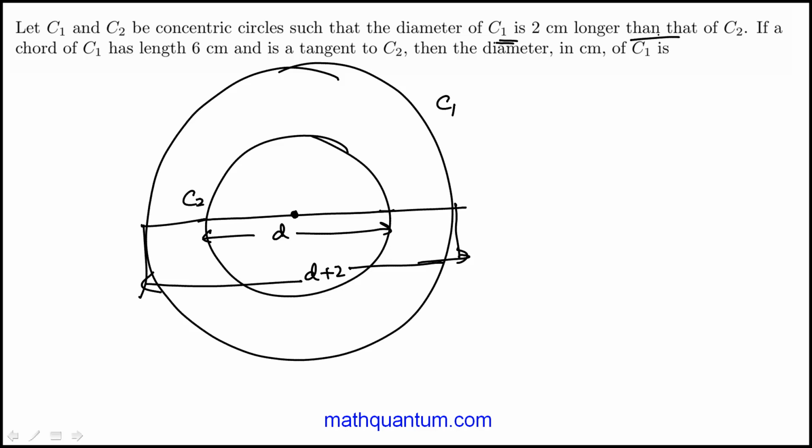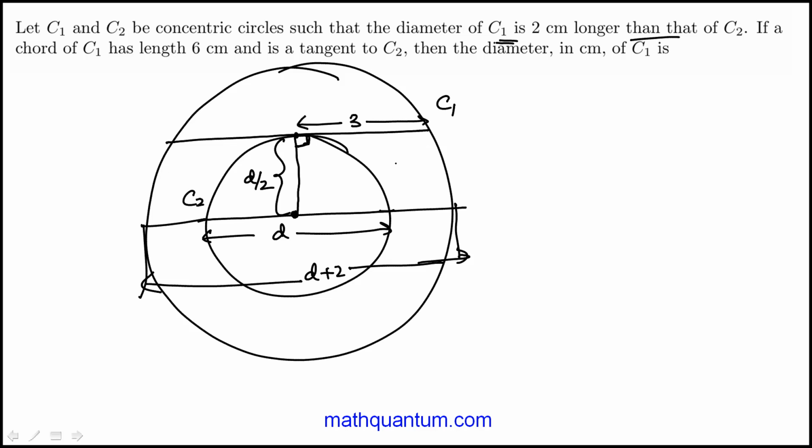That's the translation of that first sentence here. Now, this chord here, if you were to draw a chord of C1, it's tangent to C2. So that means if you connect it to the center, that would be 90 degrees. So it's really about forming the right triangle. And you'll notice this is the radius of the smaller circle, so that would be half of its diameter.